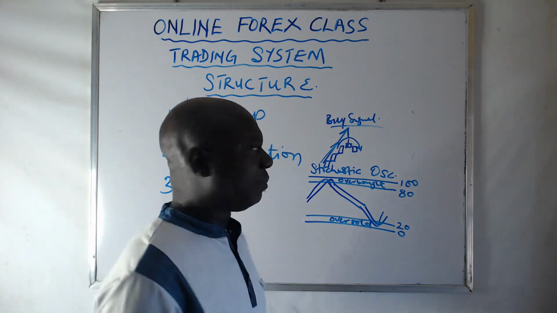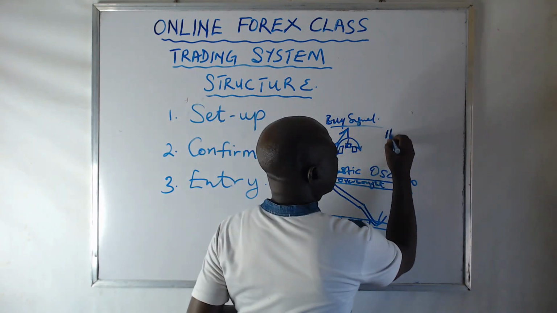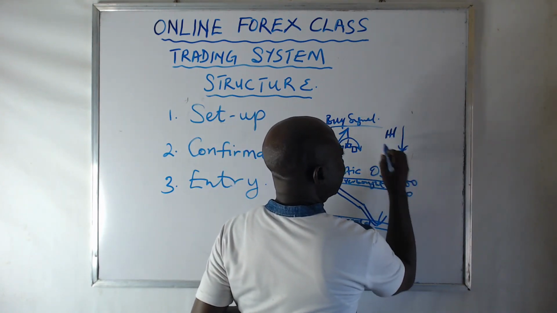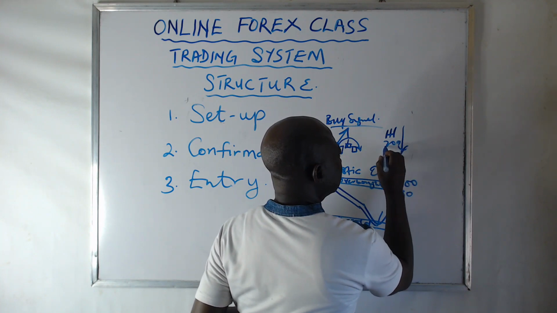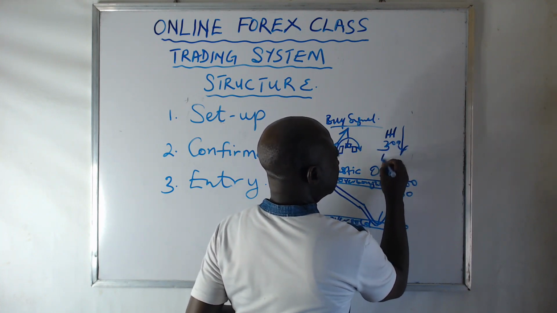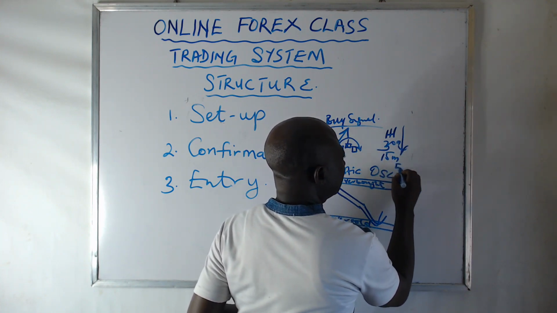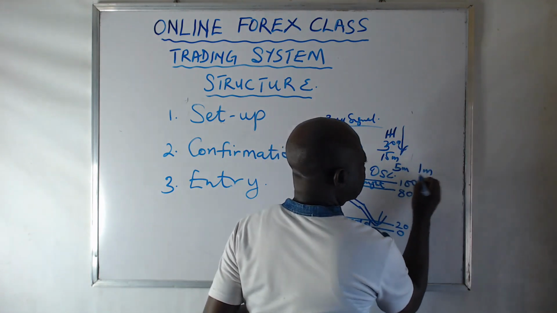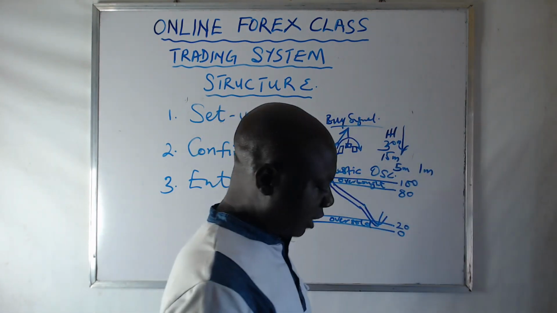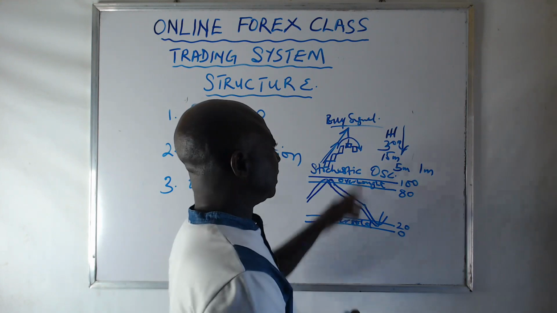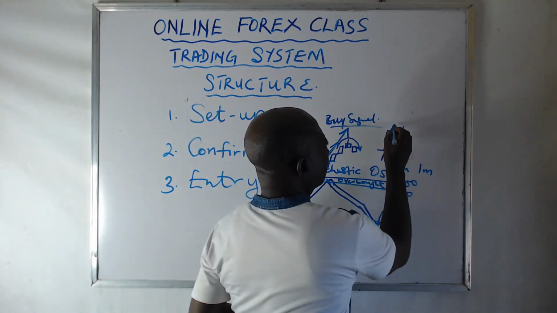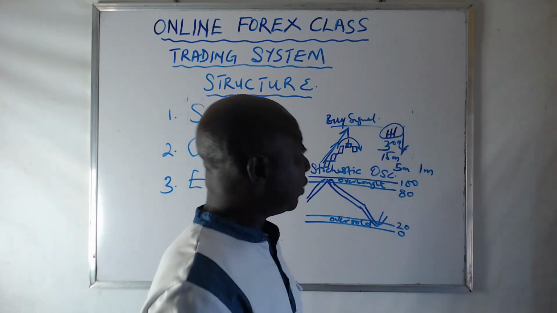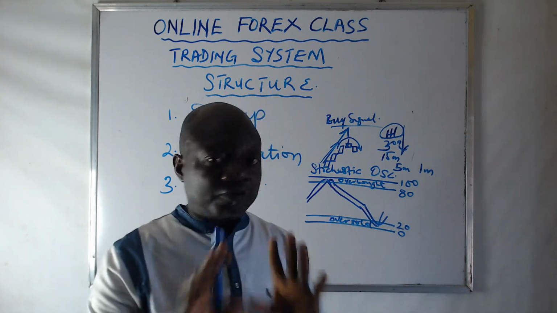But these are applicable on 1 hour downward: 1 hour, 30 minutes, 15 minutes, 5 minutes, and 1 minute. So the most reliable one that will help you a lot is this one, 1 hour. So when you see something like that, that is in the area of confirmation.